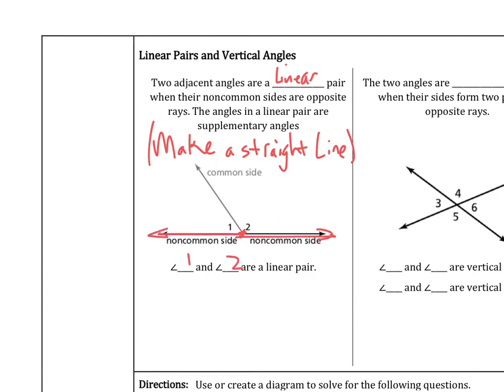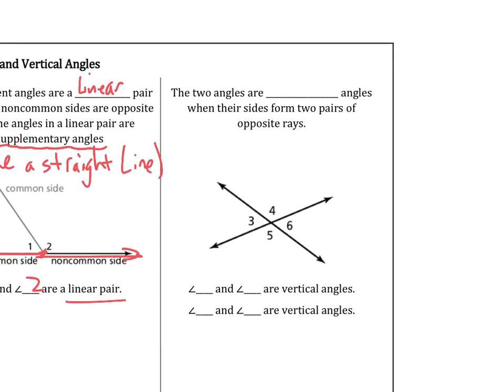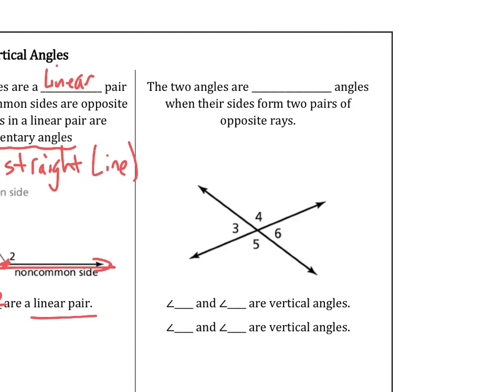So here, angle 1 and 2 are a linear pair. Since they make a straight line, they are supplementary. They add to 180. That's important. So when we have intersecting lines, we get another type of angle pair. See, 3 and 4, those are a linear pair. 4 and 6 are a linear pair. 5 and 6 are a linear pair.